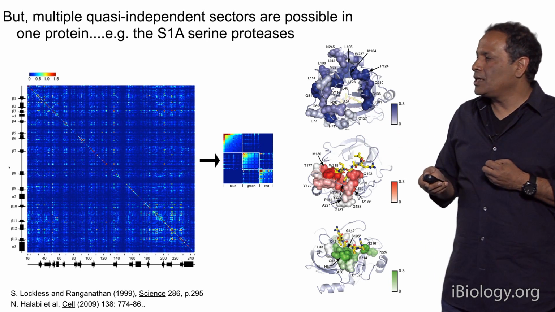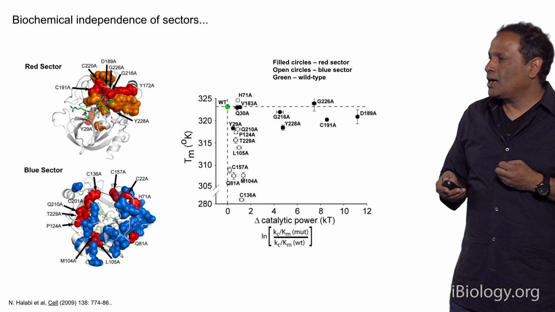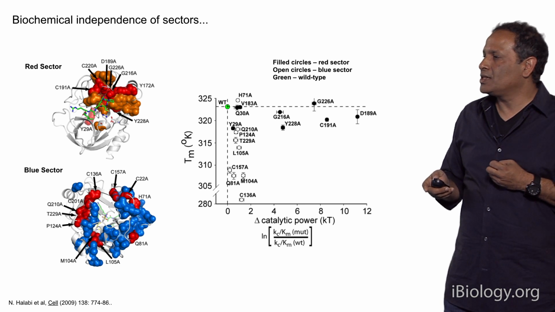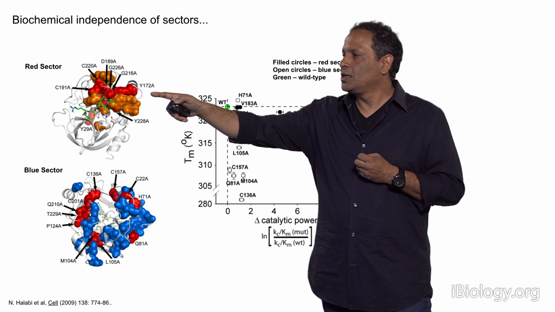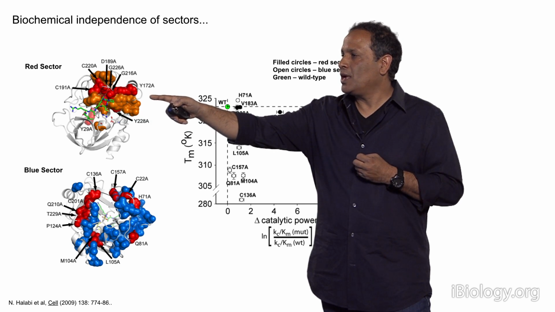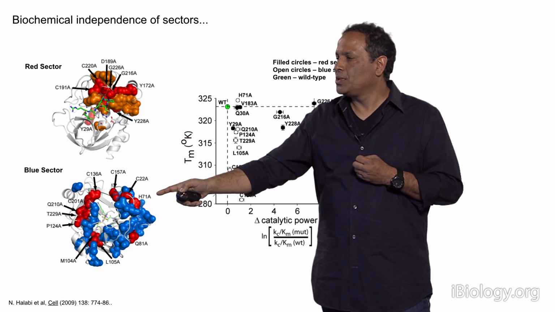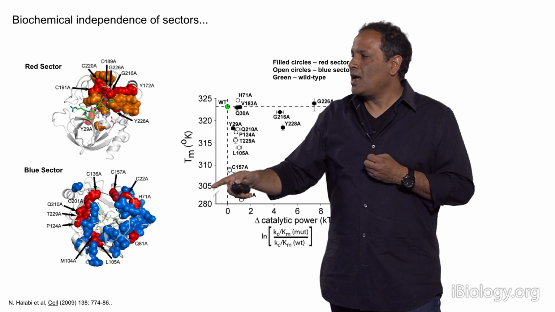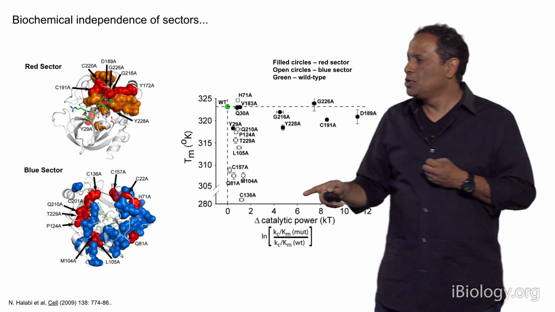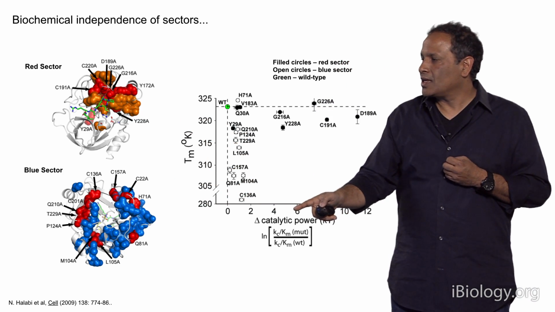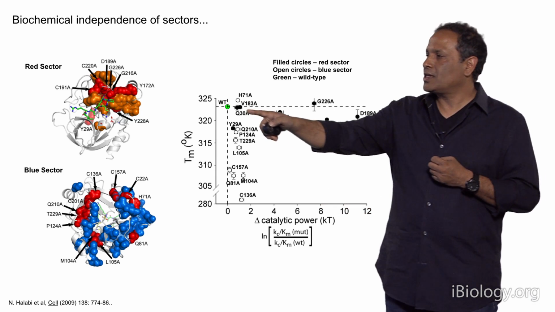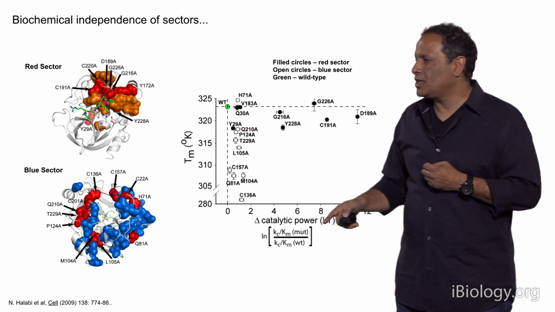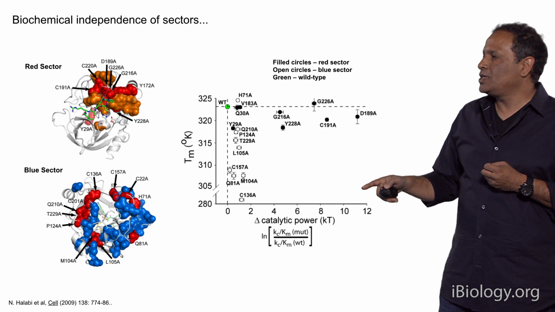But in experiments that were conducted to test this model of independence, the nature of the experiment is to make a number of single mutations in the red sector and make a number of single mutations in the blue sector, and analyze each of those mutations for two properties: the effect on the catalytic power of the enzyme on the x-axis, and the effect of the mutations on the stability of the protein on the y-axis. And you can see the result.